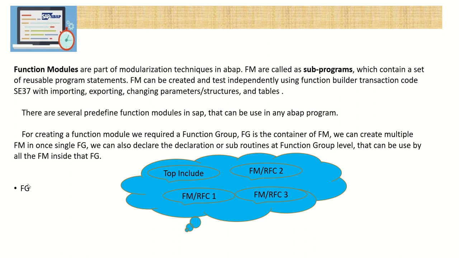What is the meaning of this? Take an example, we have one function group and inside that we have three function modules or RFCs, 1, 2 and 3. But there are some internal tables or global variables which are commonly required in all the function modules. So instead of doing the declaration in each FM, in the function group there is one top include. So we can do all our data declaration at the top include level, and then that global data declaration in the top include we can use in all the FMs.